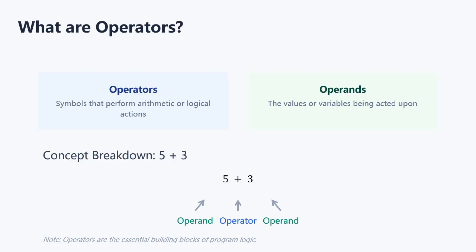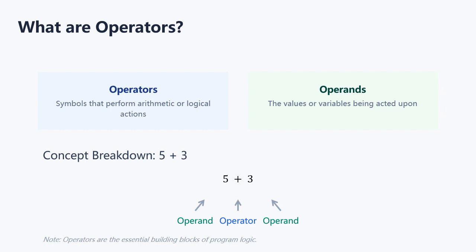Operators are special symbols that perform specific arithmetic or logical manipulations. Think of them as the verbs of the programming world. They tell the computer what action to take. But an action needs a subject. That's where operands come in. These are the actual values or variables that the operators act upon.